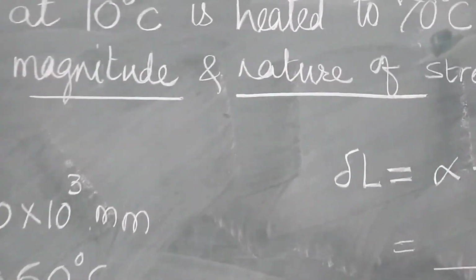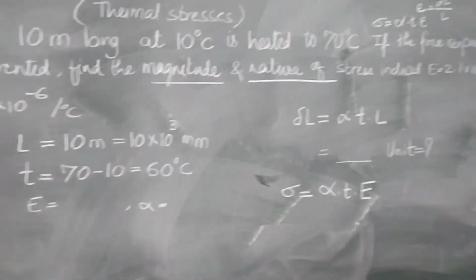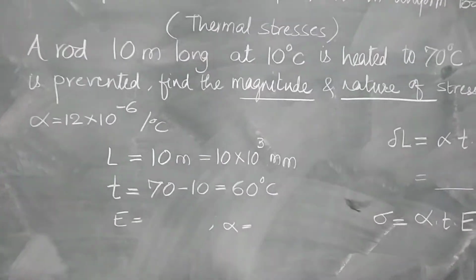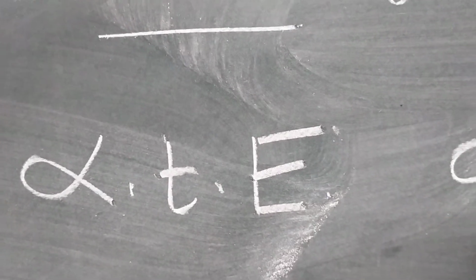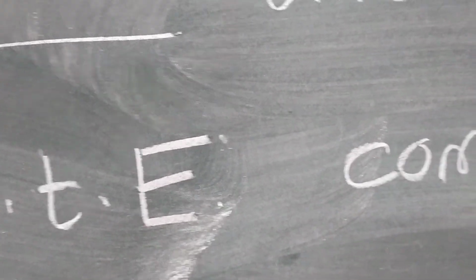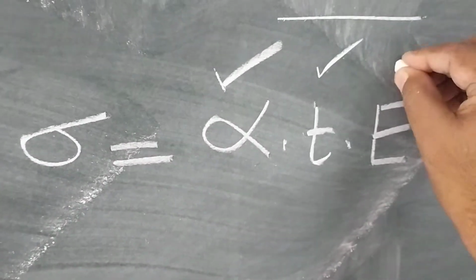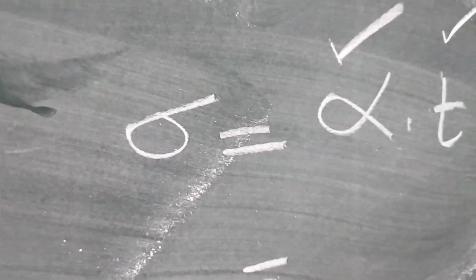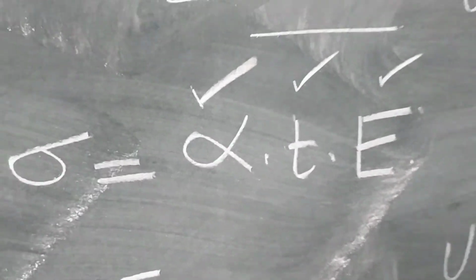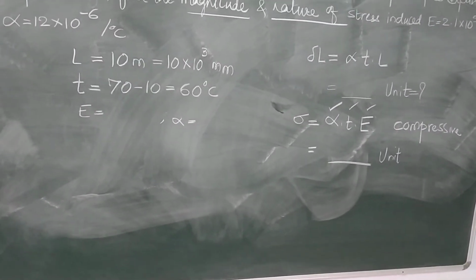So then what is the nature? You have to read this perfectly. If the free expansion of the rod is prevented, that means the stress induced will be compressive in nature. So this is our answer, compressive in nature. We have alpha, we have T and we have E with us in the data given. So I hope you will calculate this and find the value of stress with unit. Write these two things in the comment box.